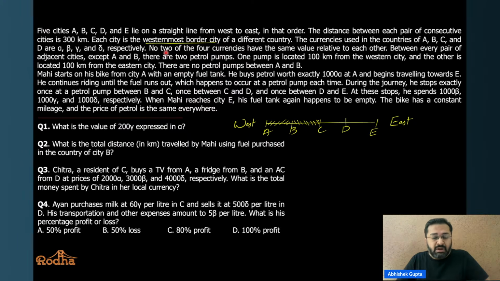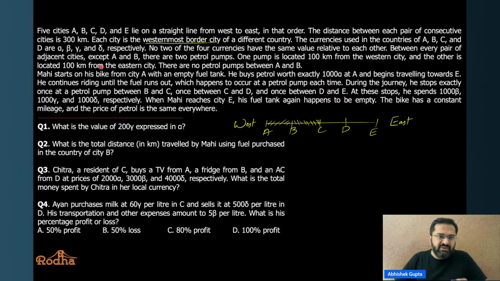So what does it say? This is important. No two of the four currencies have the same value relative to each other. You understand the meaning? So every currency would have a different value. It's like 1 rupee is not equal to $1, right? It's very different. So the way it works in real life, all the currencies have different values. But when it says no two of the four currencies have the same value relative to each other, it means that they have different values. It doesn't mean that if there are four currencies, two can be the same and different from the rest two. All four would be different. Fine. So that's the meaning, and this is an important statement for this.